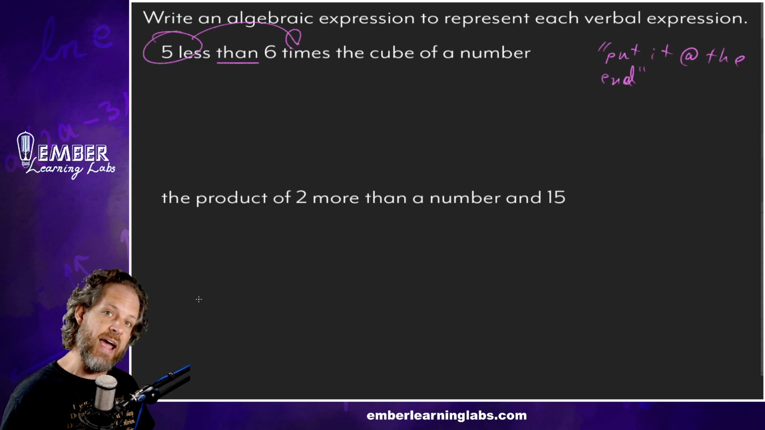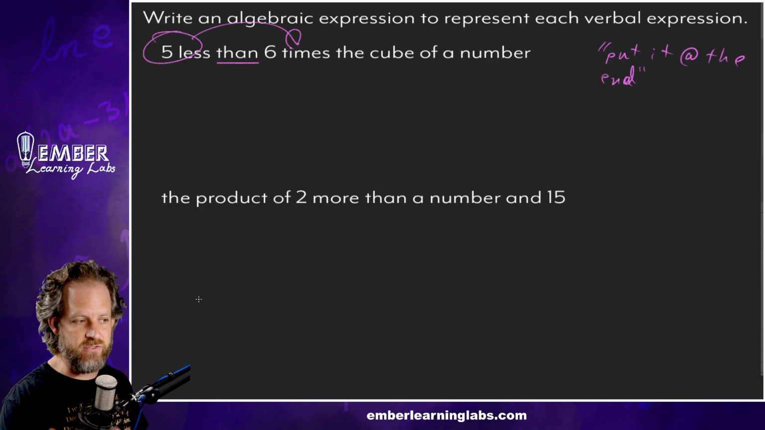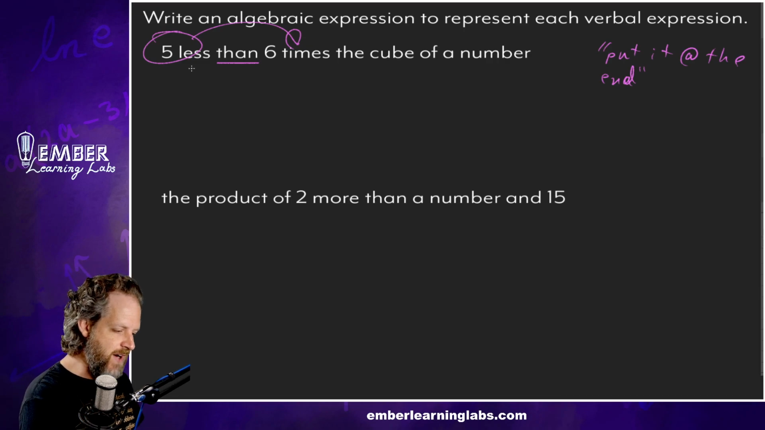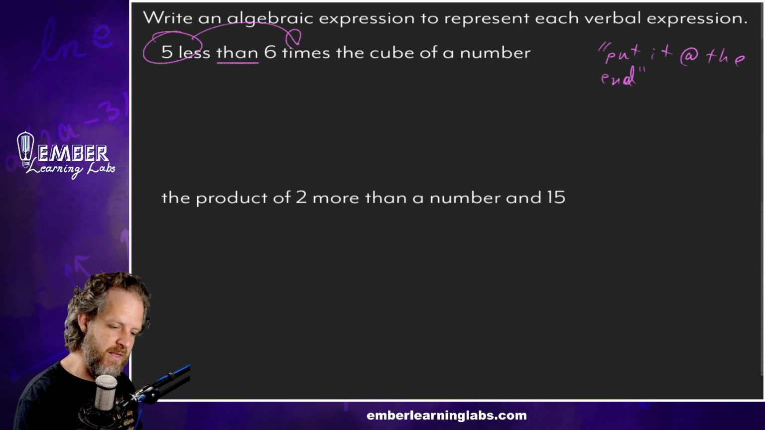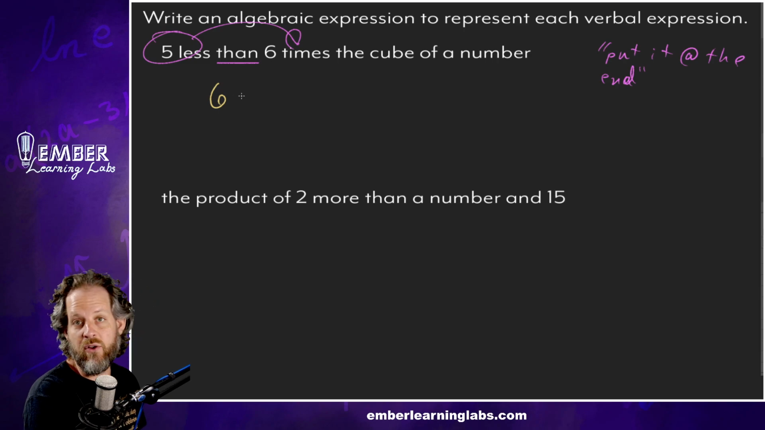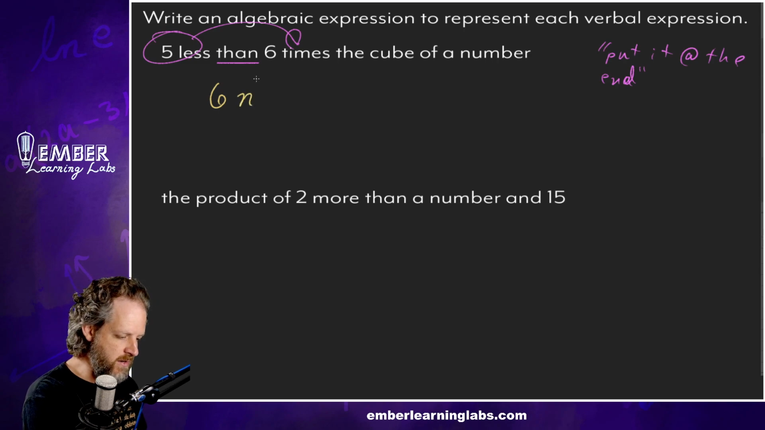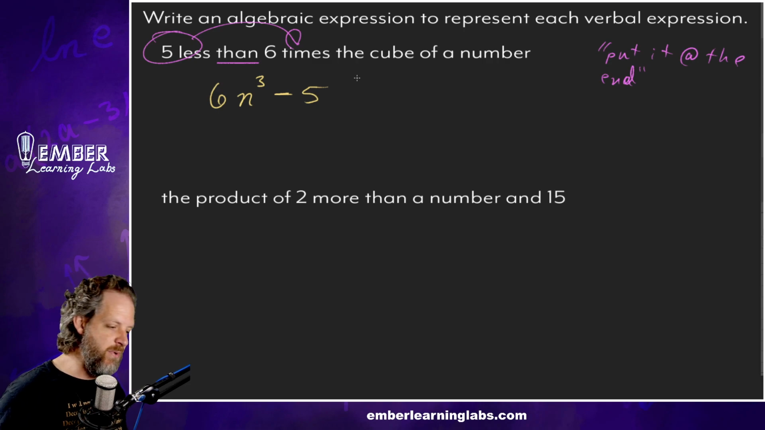So if it's "more than," it's going to be plus whatever. If it's "less than," it's going to be minus whatever. In this case, we've got 5 less than 6 times the cube of a number. So we're going to take 6 times the cube of a number and write that. 6 times, well, that would be multiplication, right? So 6 times the cube of a number. What would be the cube of a number? Well, it would be n or x cubed. So n cubed less than 5, so minus 5. Easy peasy, lemon squeezy, no big deal, right?